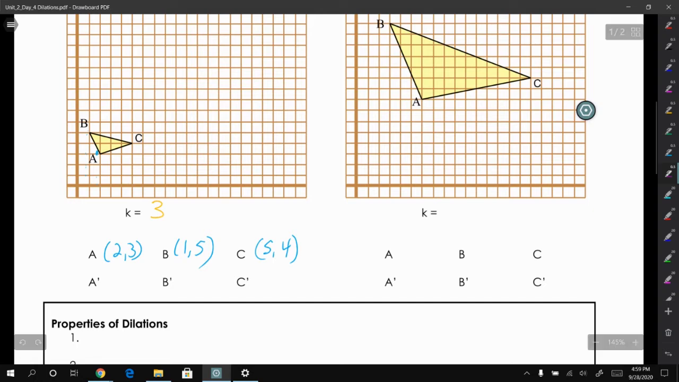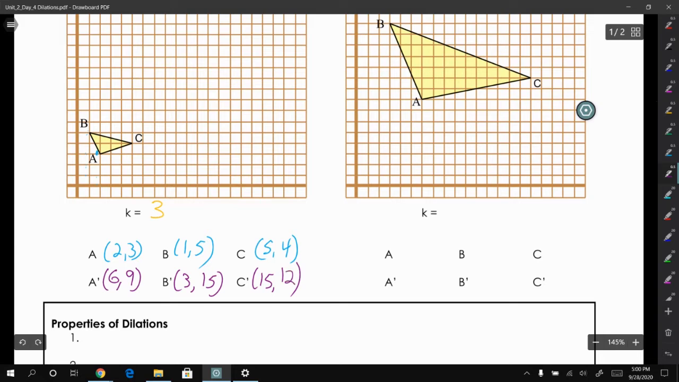Now to get A prime, B prime, and C prime, we're going to take each of those coordinates and multiply them by 3. So 2 times 3 is 6, 3 times 3 is 9. For B prime, 1 times 3 is 3, 5 times 3 is 15. For C, 5 times 3 is 15, and 4 times 3 is 12. So C prime is 15, 12.